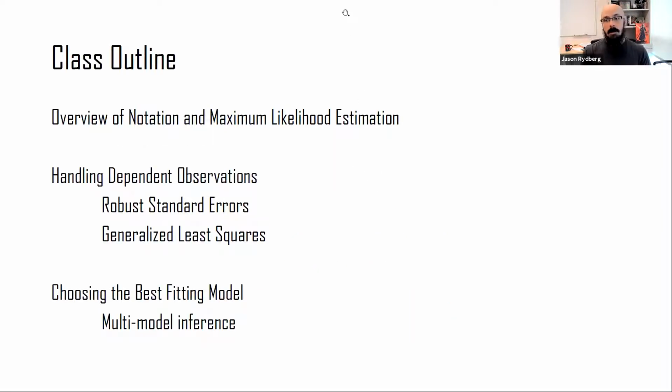So in this particular class, what we'll cover is just an overview of the model notation that we'll be using and just a brief hit on maximum likelihood estimation. Then we're going to start thinking about when we conduct a regression analysis, how can we begin some mode of handling our dependent observations. So the two that I'll cover in this class are robust standard errors and generalized least squares.